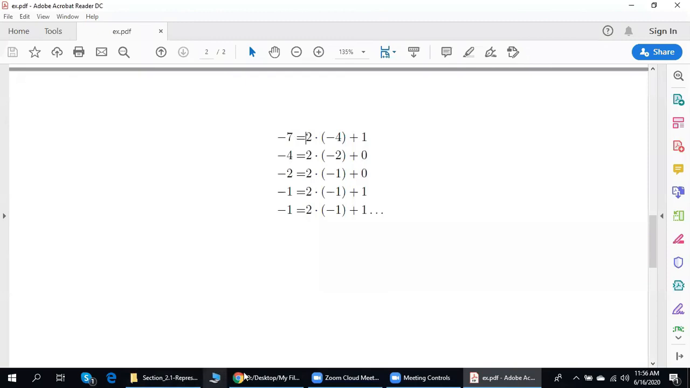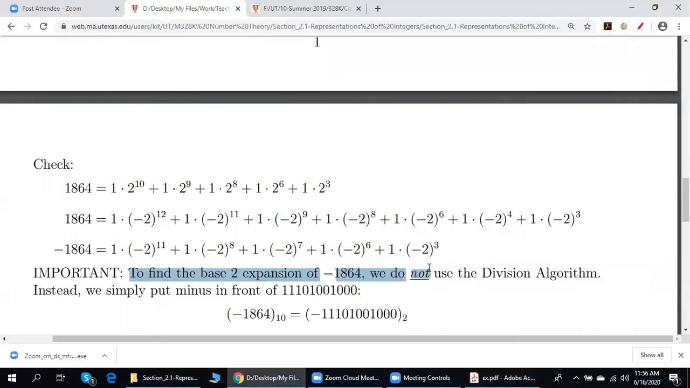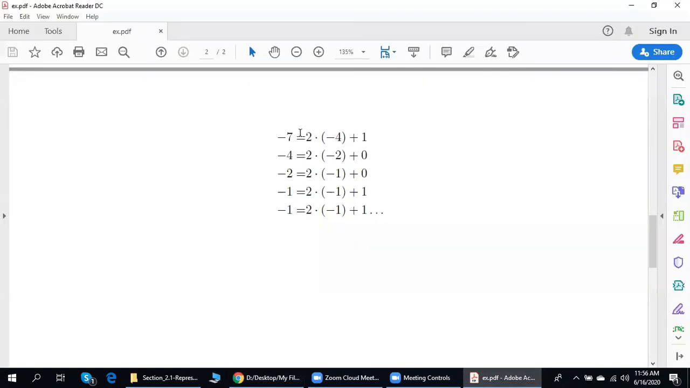Once again, according to this remark, we don't use the division algorithm if the base is positive and the number is negative. But let us try, let us see what will happen. So, by the division algorithm, negative 7 is 2 times negative 4 plus 1. Negative 4, which is over here, is 2 times negative 2 plus 0. Negative 2 is equal to 2 times negative 1 plus 0.